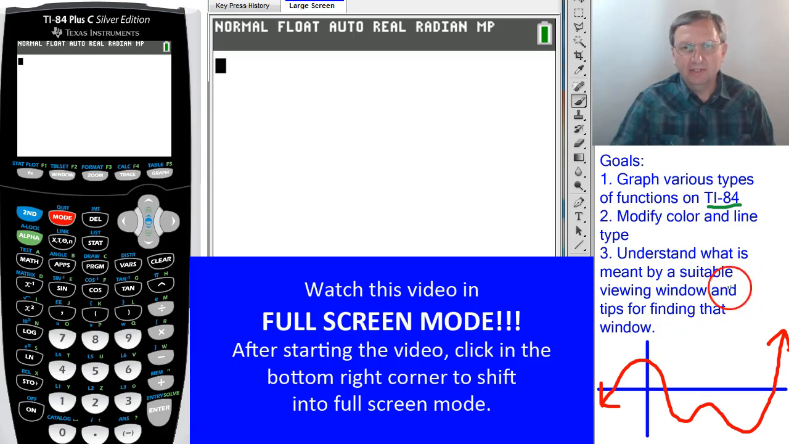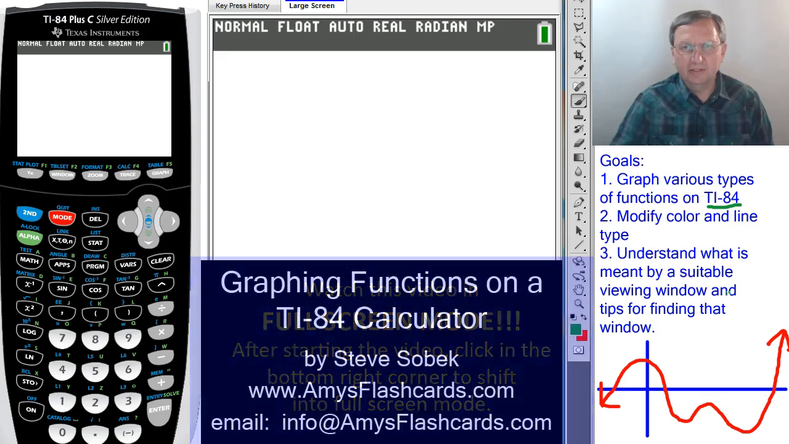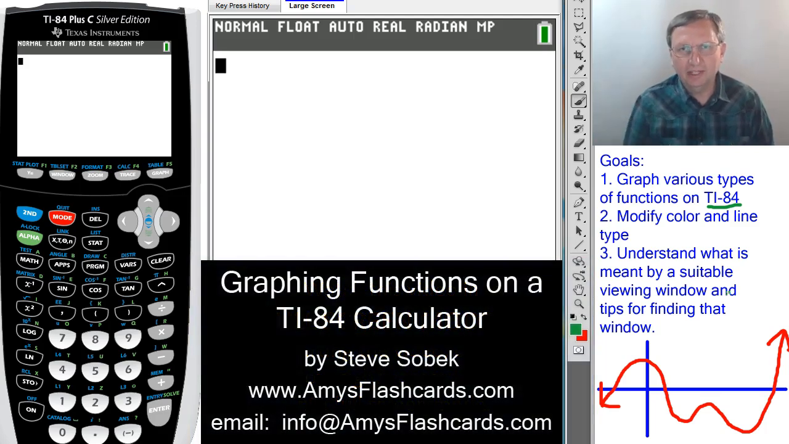Now, a suitable viewing window is a concept that's going to be developed throughout this video lesson. But as a quick snapshot of what I mean by that: if you have a function graphed, we are often concerned about where this graph intersects the x-axis, the x-intercepts. So we would want our viewing window to show the x-intercepts. In other applications, we're concerned about relative max and minima points. So where the graph bottoms out.